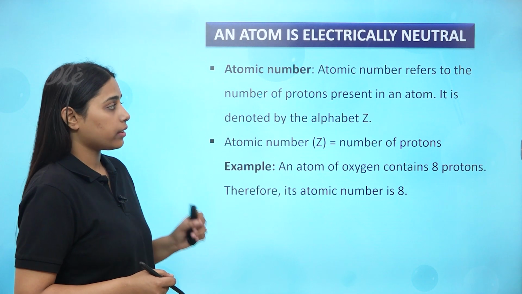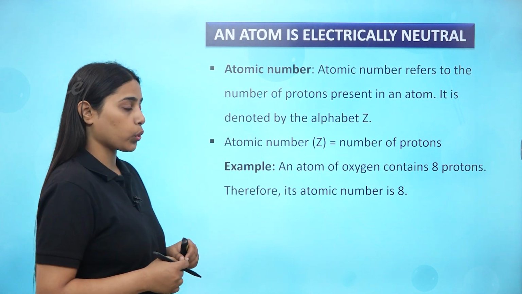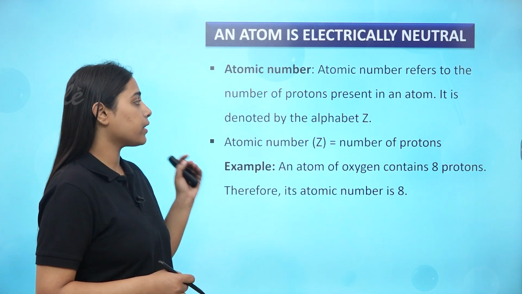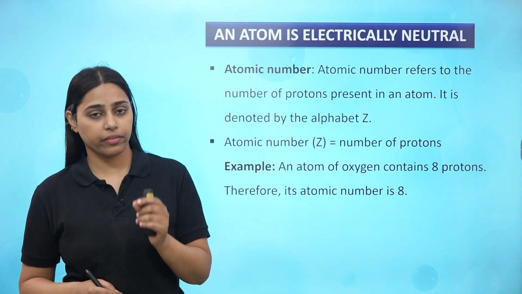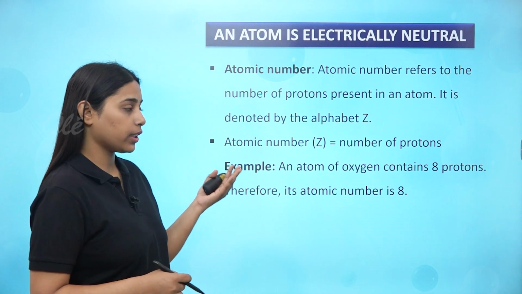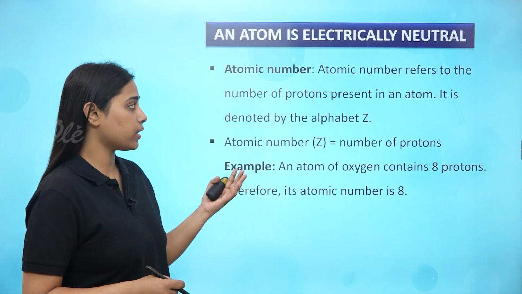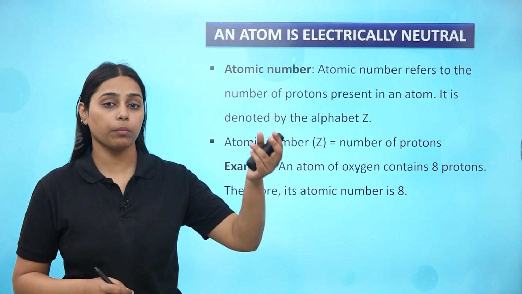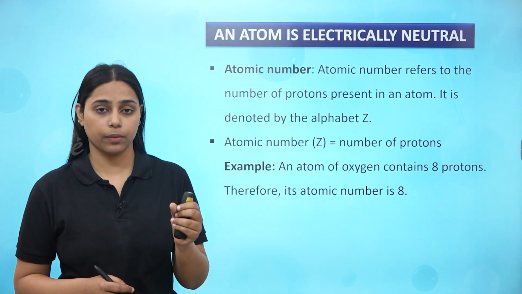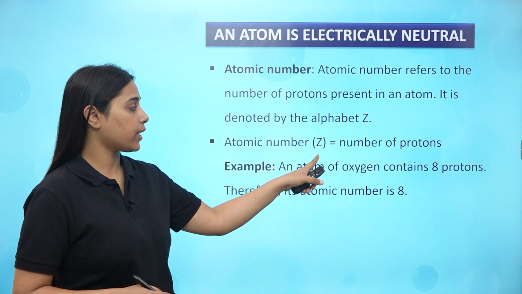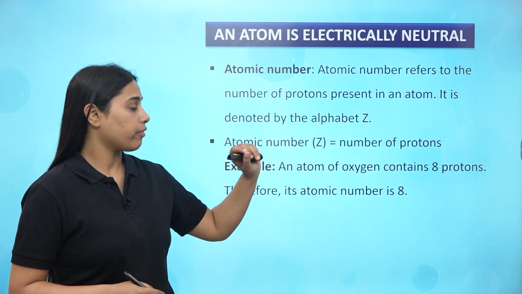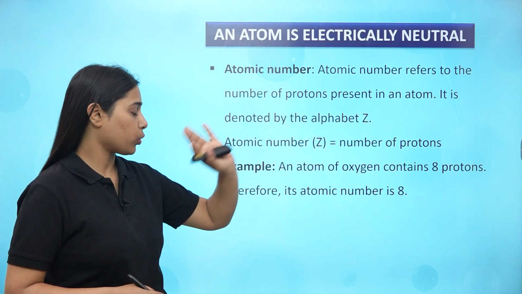Atomic number is that term which refers to the number of protons in an atom and it is denoted by the alphabet Z. Although I have discussed this in our previous session, so this is nothing new. It is a very easy term to know that the total number of protons present in an atom is the atomic number. Atomic number is simply represented by the letter Z, and it is the number of protons only.